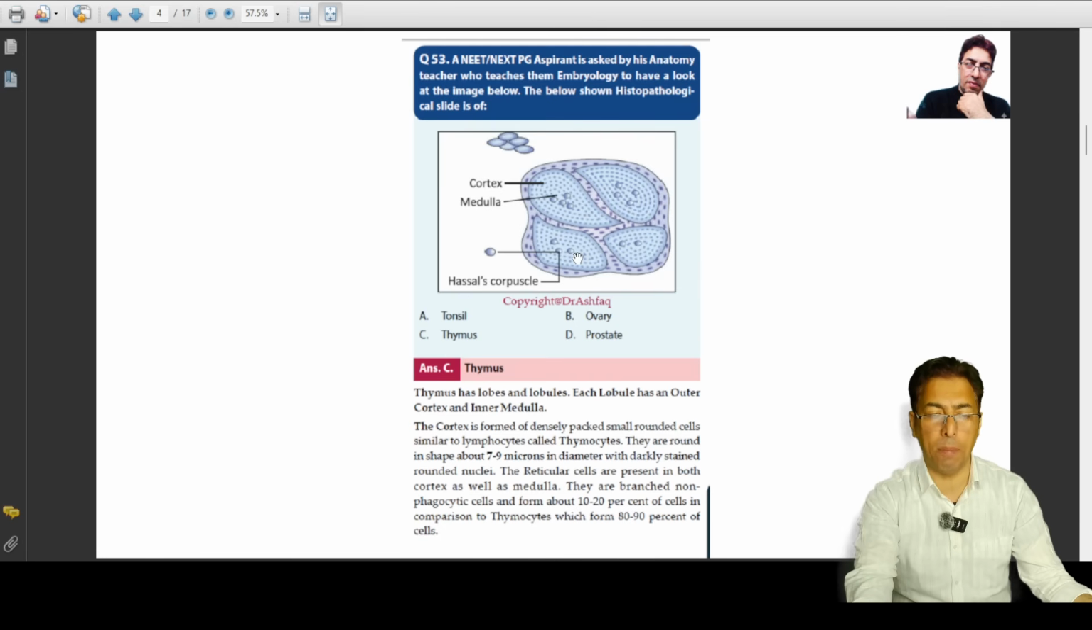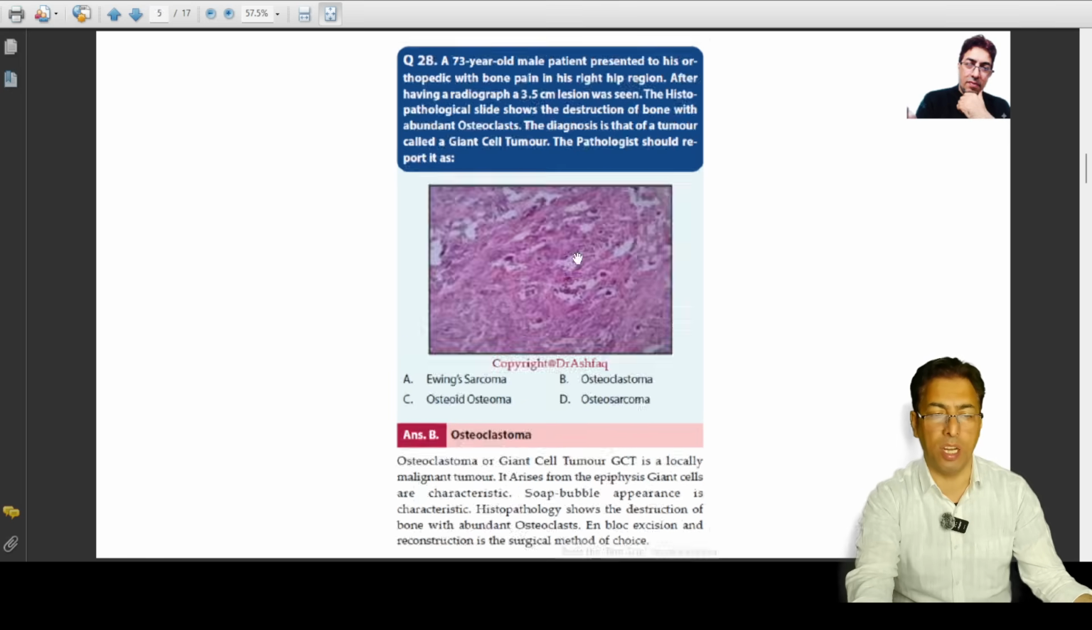So you have to remember these bodies, the characteristic microscopic features of certain organs, certain viscera, and certain important entities which are there anatomically. Now, this is a clinical based question from, say, pathology.